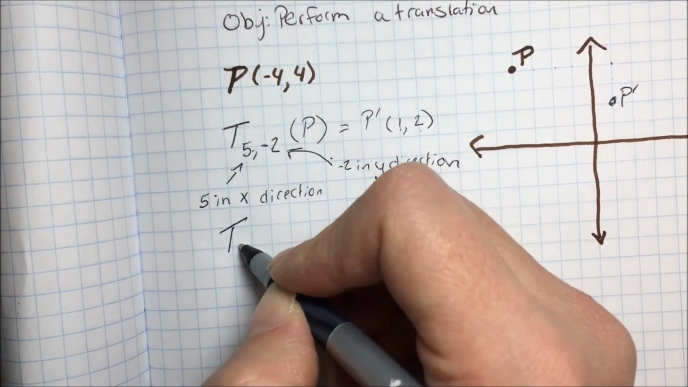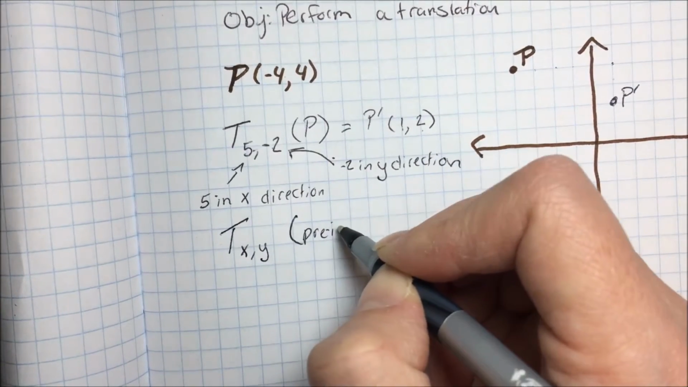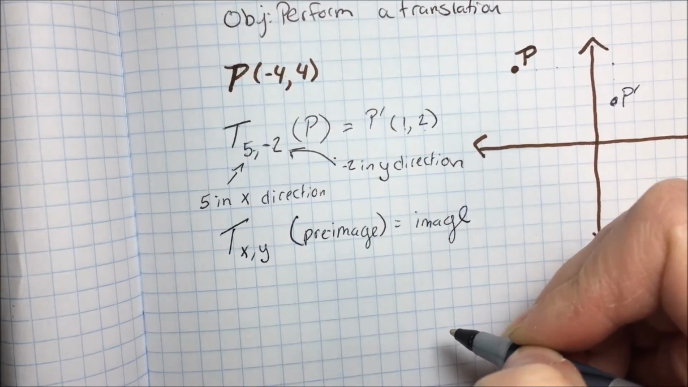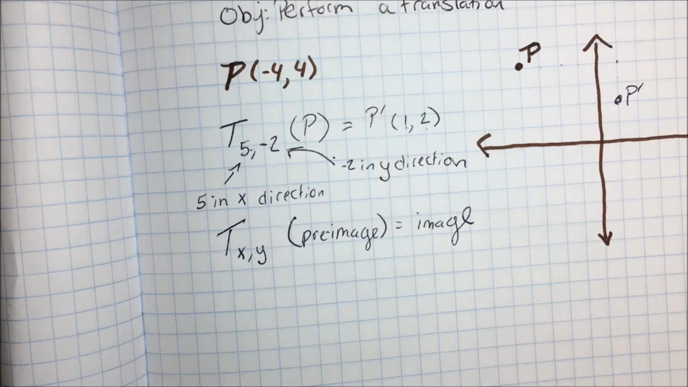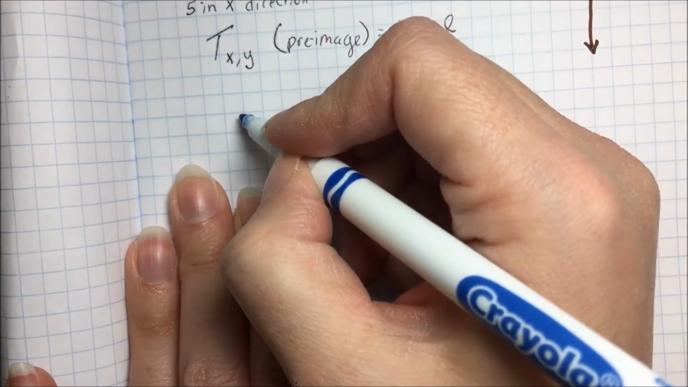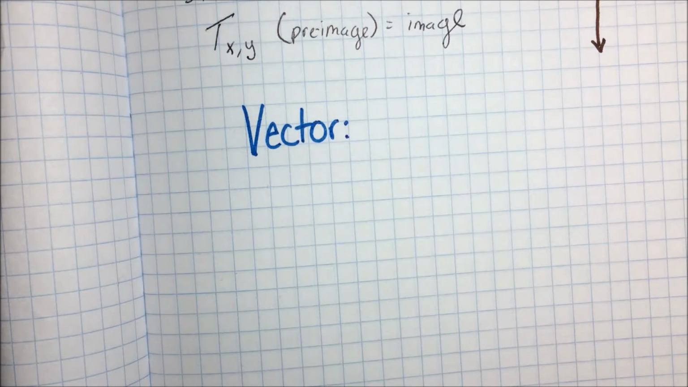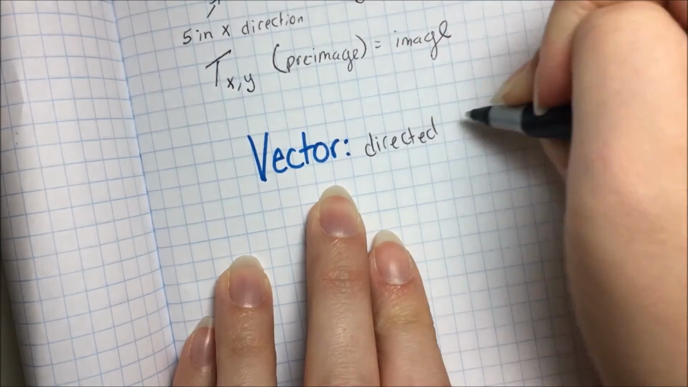So it's the translation in the X, Y direction of the pre-image that results in our image. So that's the notation. It's a little bit more complicated when we start to construct it using a compass and straight edge. And you will need that little half sheet I handed out today. Okay? So the first thing we need to talk about is a vector. A vector is a directed line segment with specific length and direction. So it's another name for a directed line segment.